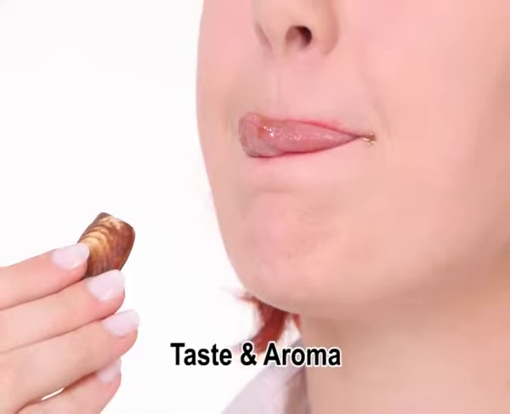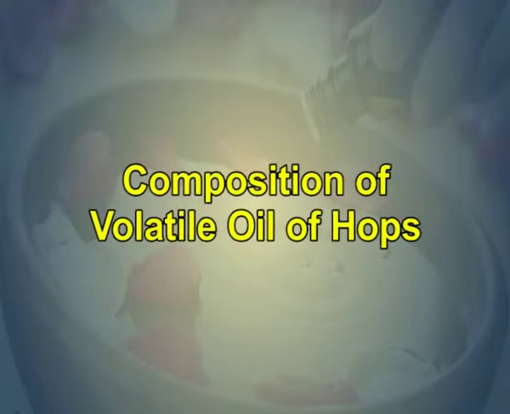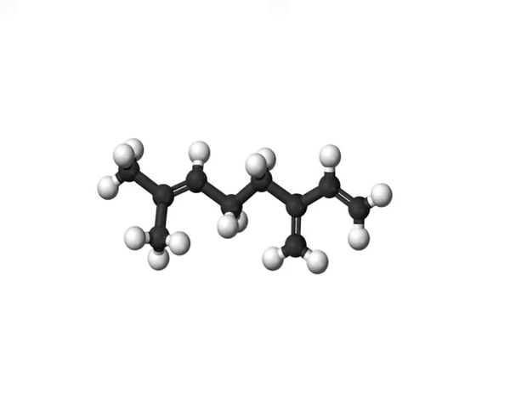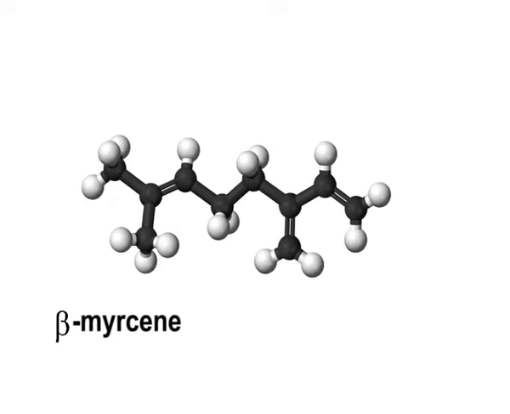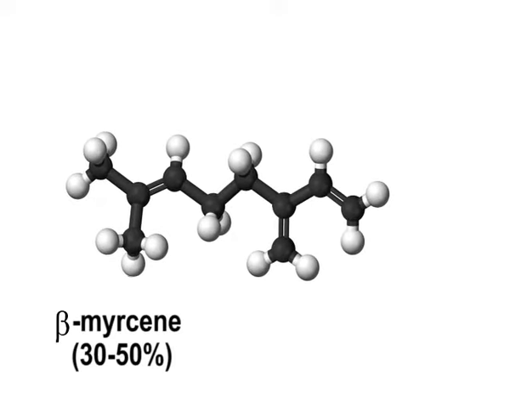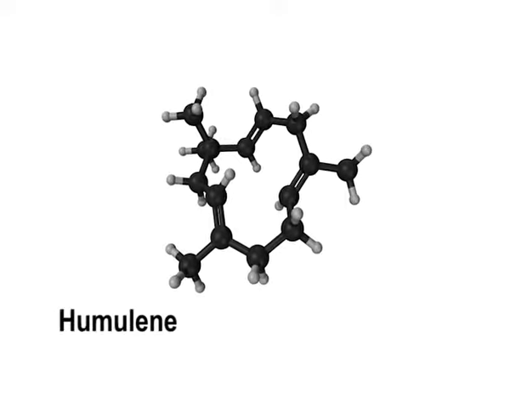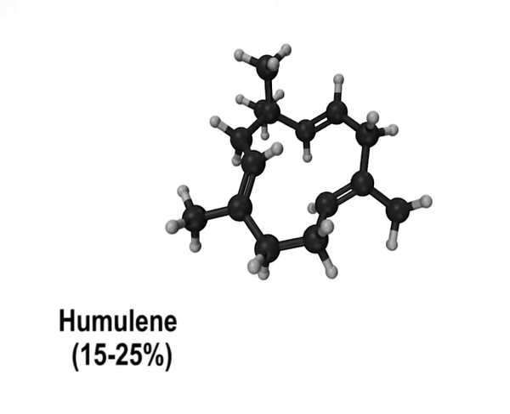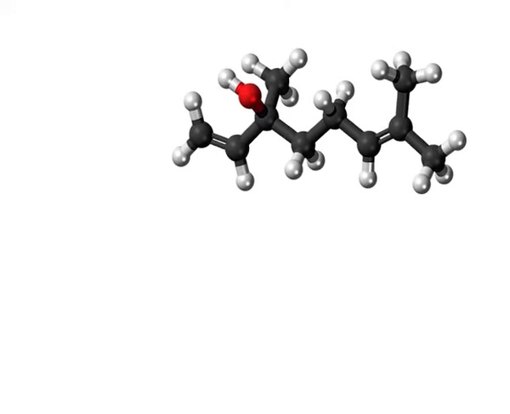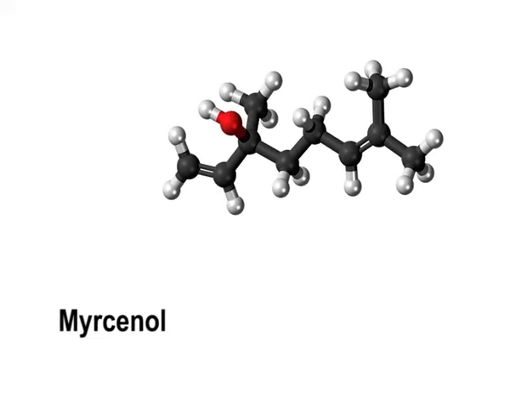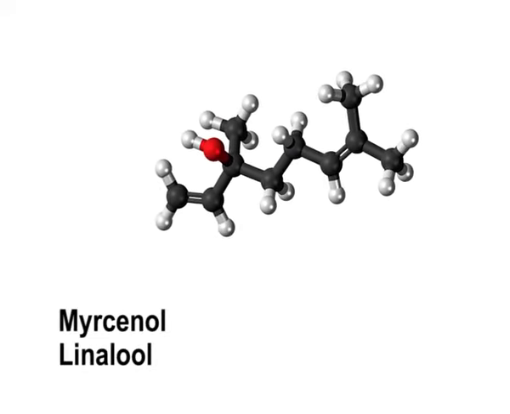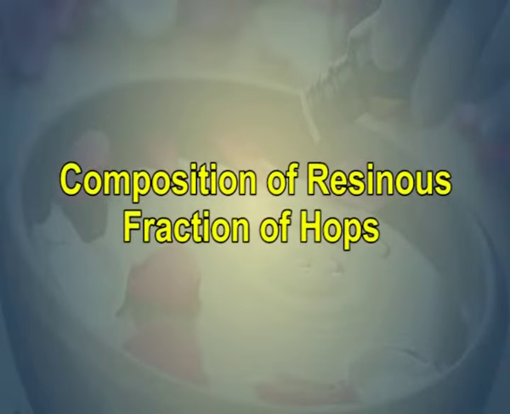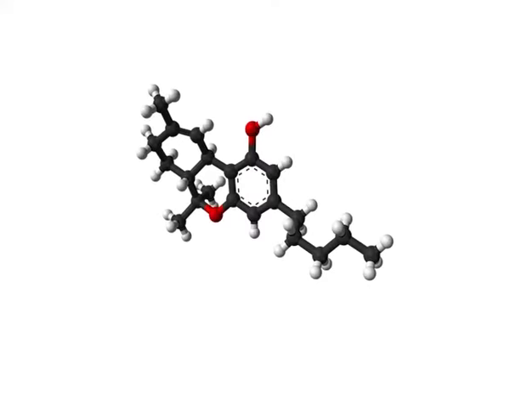Now, coming to the composition of the volatile oil of hops, the volatile oil of hops comprises beta myrcene, which forms 30 to 50%, humulene, another component that comprises 15 to 25%, and esters of myrcenol, linalool, etc.